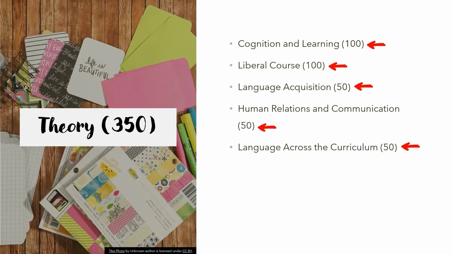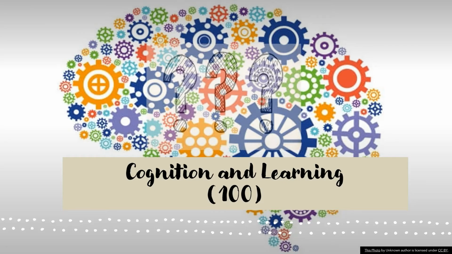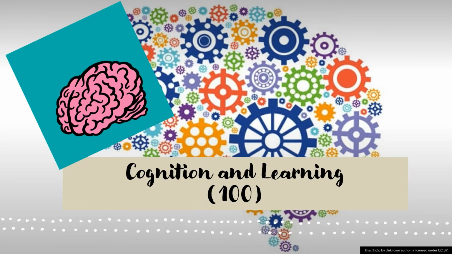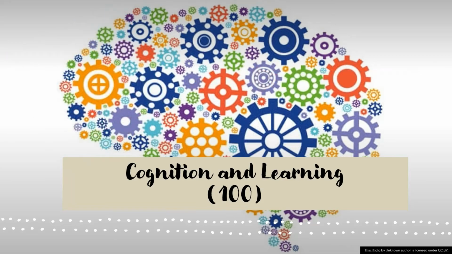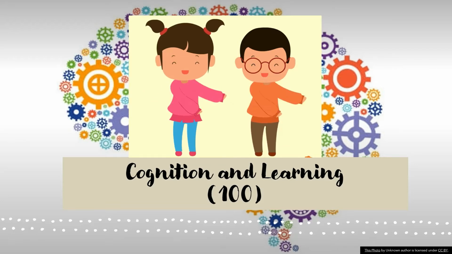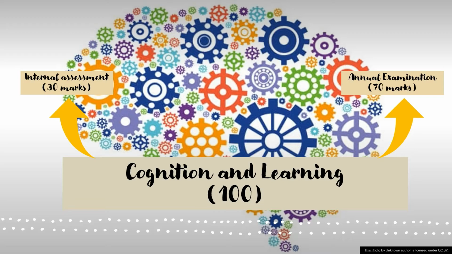Let's start with the first subject, which is cognition and learning. Now you may wonder, what is the meaning of cognition? Cognition comprises all the mental actions which you use to acquire knowledge and understanding of the world around yourself. This subject will give you a deep understanding of how children construct their own knowledge, how their minds are developed, and how they become successful problem solvers. This subject carries 100 marks, in which there are internal assessments for 30 marks and the annual examination, held at the end of the year, which carries 70 marks.